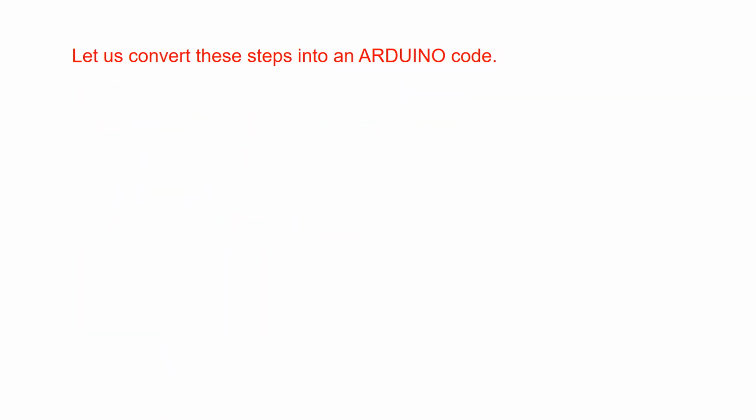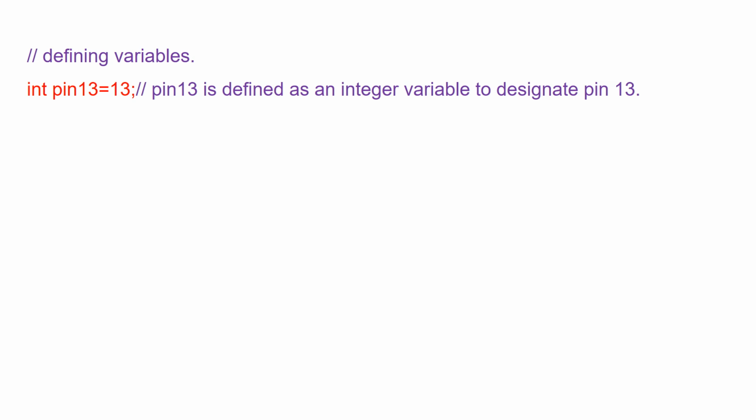Let us convert the above mentioned steps into an Arduino code. In the first section, we will define variables. The same thing has been displayed here by putting two slashes, that is comments, and in the comment we are writing defining variables. int pin 13 equal to 13 semicolon. Pin 13 is defined as an integer variable to designate pin number 13.